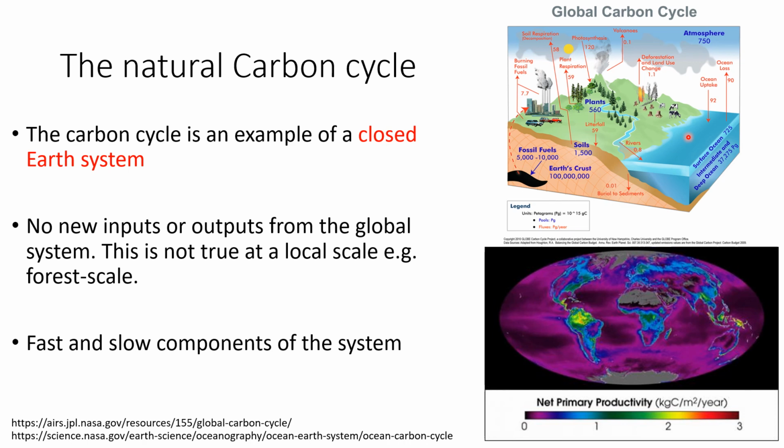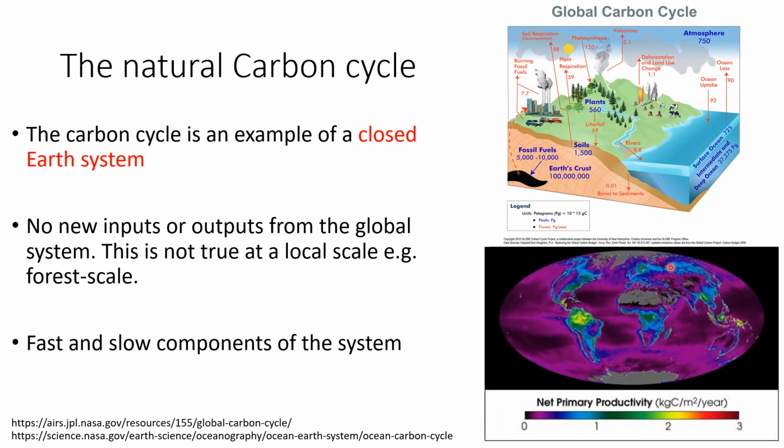Now that's not true at a local scale. It's true globally, but at a local scale we might see the movement of carbon more clearly through the changing within land use or other factors as well. So at a forest scale we can change the amount of carbon that's coming in and out of a system. And actually the system has what's called fast and slow components.